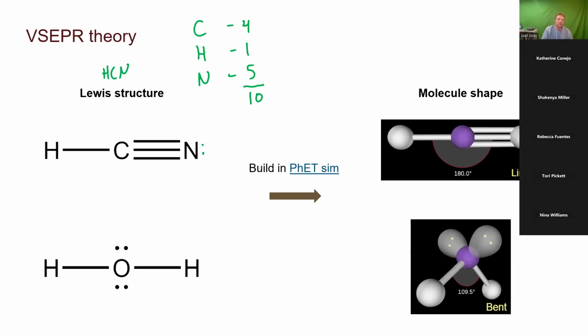Now, one of the things that's important to know when it comes to VSEPR theory and molecular shapes is that those two electrons that I just drew, to get us to a grand total of 10 electrons for this structure, hate to say it, but they don't matter. The only thing that matters when it comes to that molecule shape... is it wrong to put the pair of electrons on carbon?